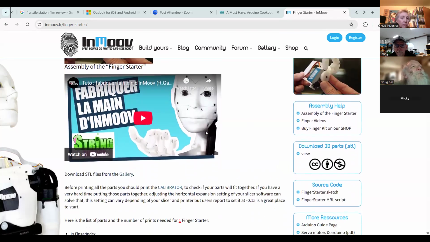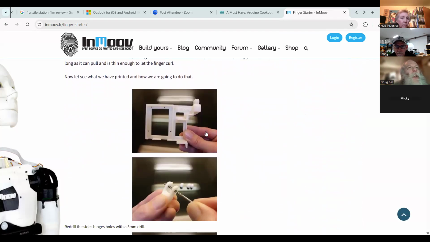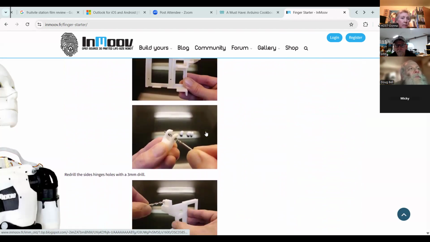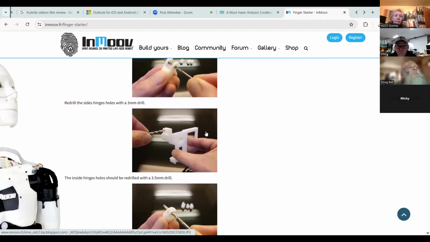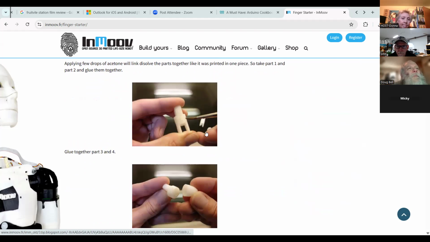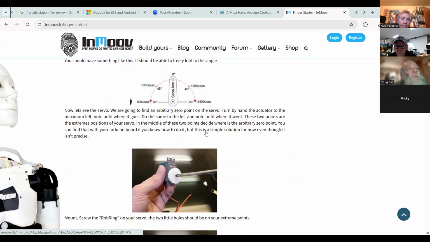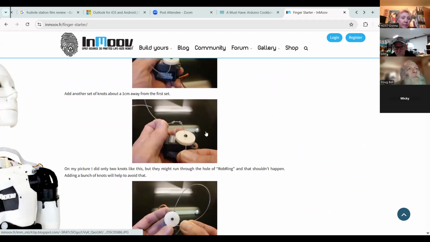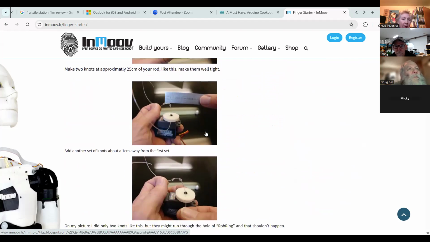So you've got the linkage between the servo and the finger itself? Yeah, I just need one wire to put across, then I'm good. Wow. Oh, they give you real good detailed instructions, it looks like. Yeah, I just need the string part right here.